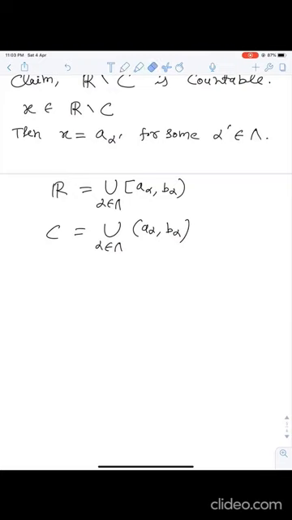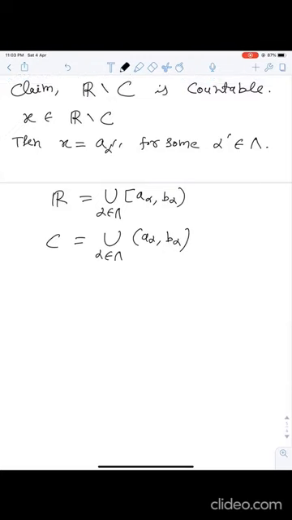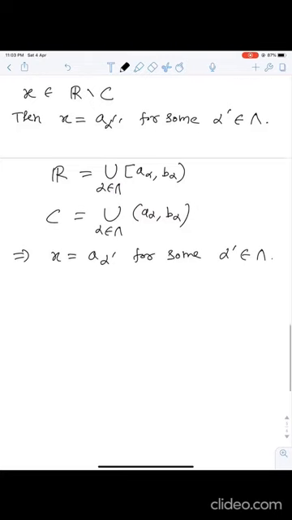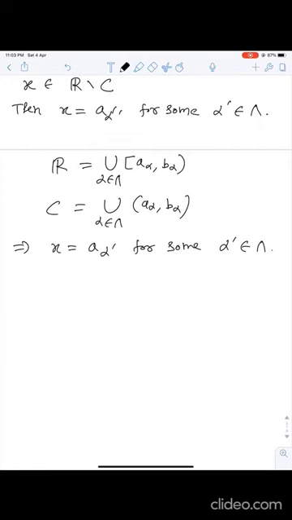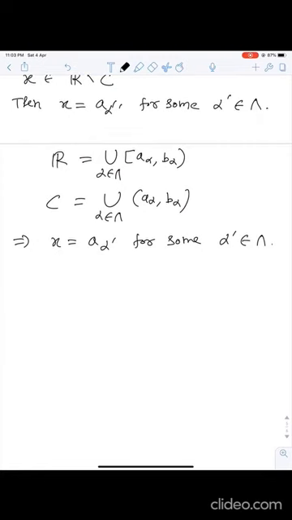Now that implies R minus C is obtained from this A alpha dash. That implies X equals A alpha dash for some alpha dash belonging to lambda. Now we prove that this type of X is countable. That means the set R minus C is countable, because X equals this kind of A alpha dash.